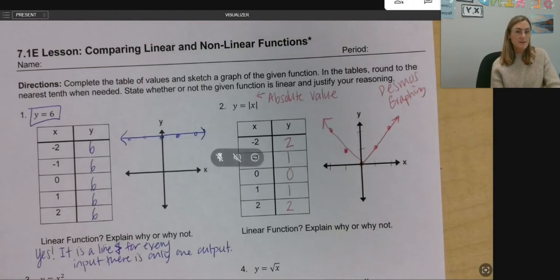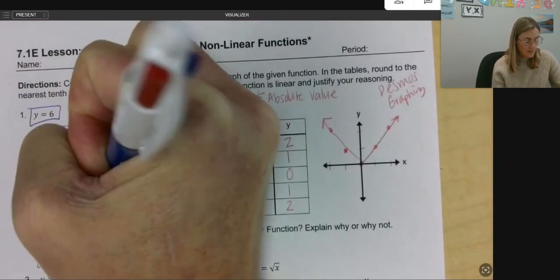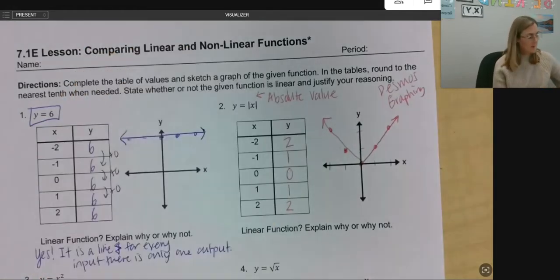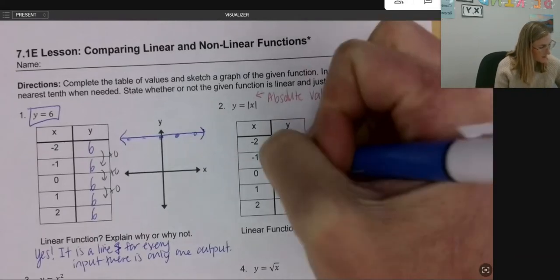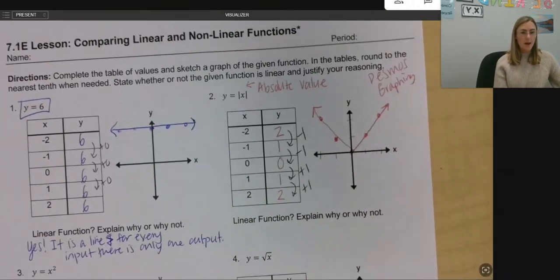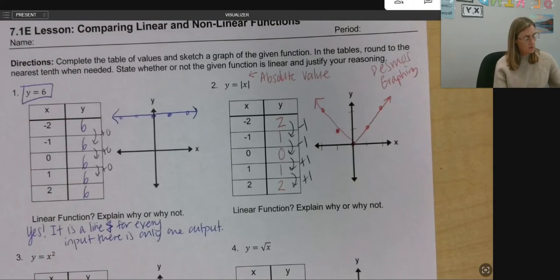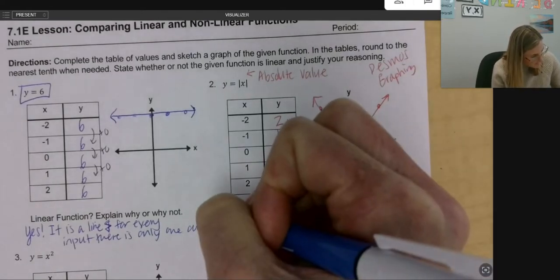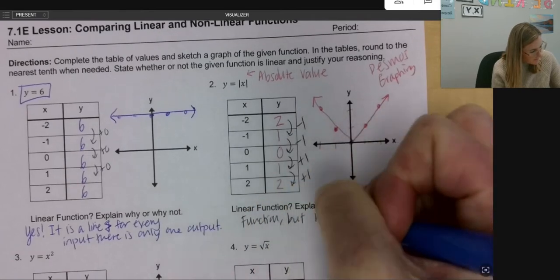It says, is this a linear function? Explain why or why not. Well, a linear function has to add the same thing every time. Here, we added 0 each time. That's okay. Here, I'm going to subtract 1, subtract 1, but then I'm going to add 1, and then add 1. That is going to be a function, but it's not a linear function. So I'm going to say function, but not a linear function.